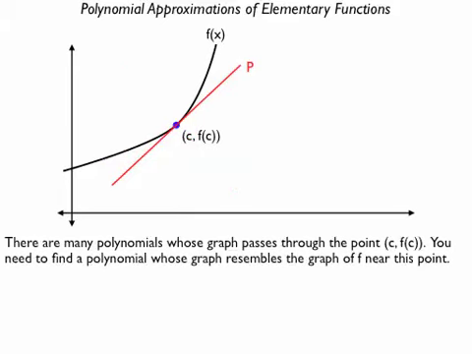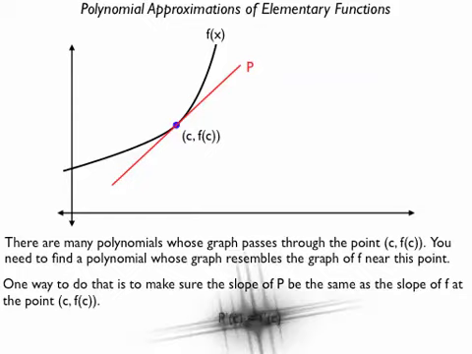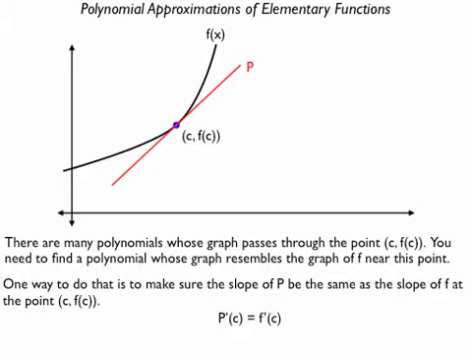So how do we make it even better? The way we're going to do that is to make sure the slope of p is the same as the slope of f at the point c comma f of c. And so in order for that to be true, thinking of slope, your derivatives at c are going to have to be equal to each other. So those are two very, very important things.